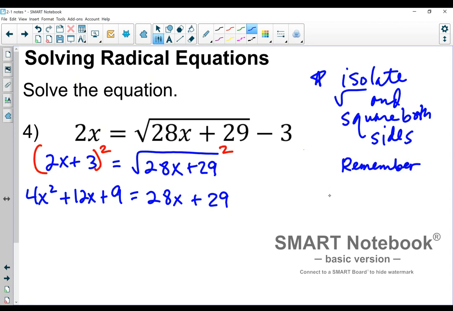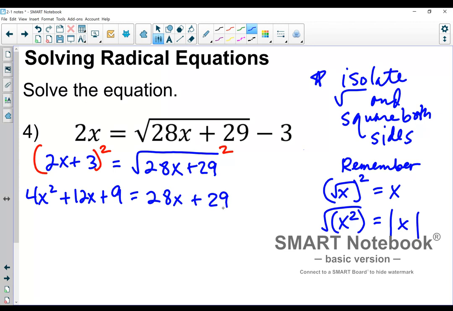Remember, if I have a square root of x and then I square it, it's just x. But if I have x squared first and then I square root it, I don't know if I squared a positive or negative thing to begin with, so I'm going to get an absolute value. So be really careful about that.